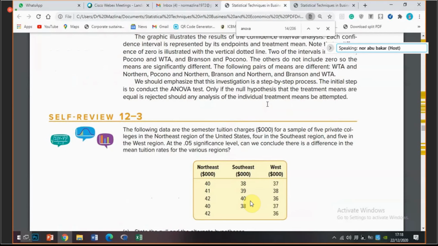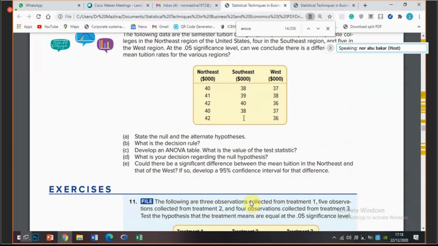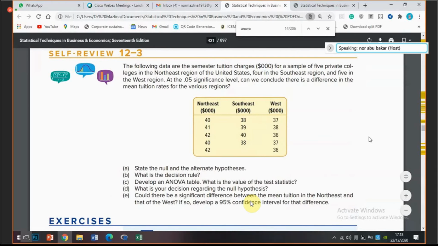So yesterday what we discussed is we get the data, such as this one. You have semester tuition charges for 5 private colleges, and at 0.05 significance level, can we conclude there is a difference in the mean tuition rates for the 3 regions? So 5 private colleges in the Northeast, 4 in the Southeast, and 5 in the West region. We want to see whether there is a difference in the tuition rates among these 3.